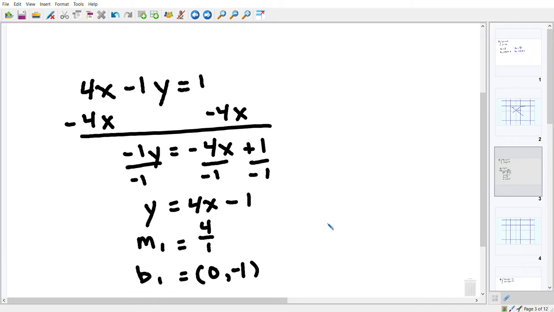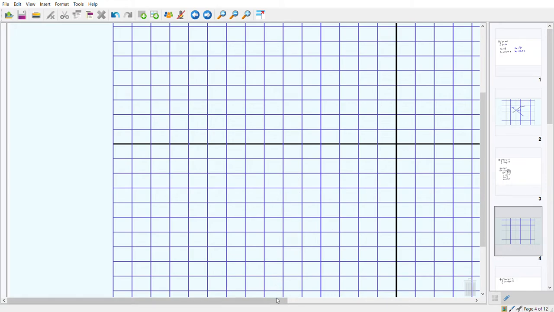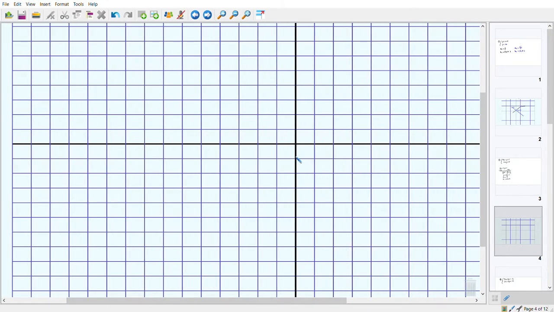So let's see here. Starting point is at 0, negative 1. Slope tells me up 4. 1, 2, 3, 4. Right 1. Check to see if you have enough room. You might go a little bit off, so that's when we practice the backwards. Down 1, 2, 3, 4. Left 1. We make our quick graph.